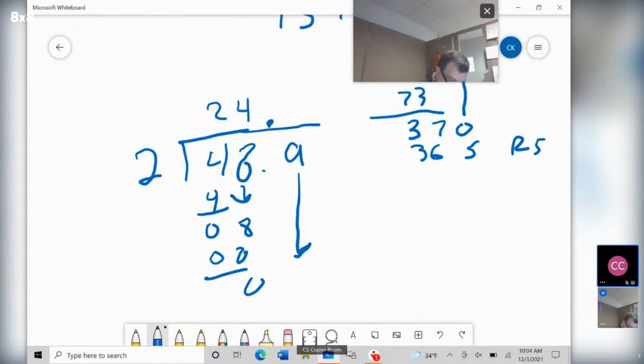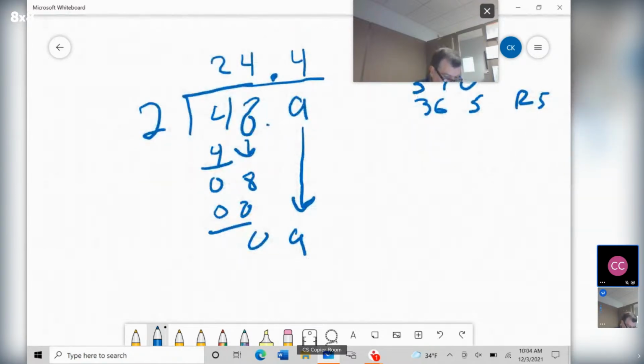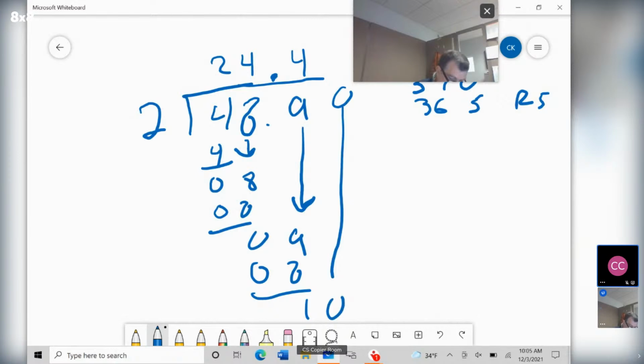Then we want to bring the 9 down. And 2 goes into 9 4 times. 4 times 2 is 8. And then we can just add another 0 and bring that down. And 2 goes into 10 5 times. So that would be 24.45. Okay. So this one didn't have a decimal in the divisor. But remember, the key thing is always moving that decimal up.